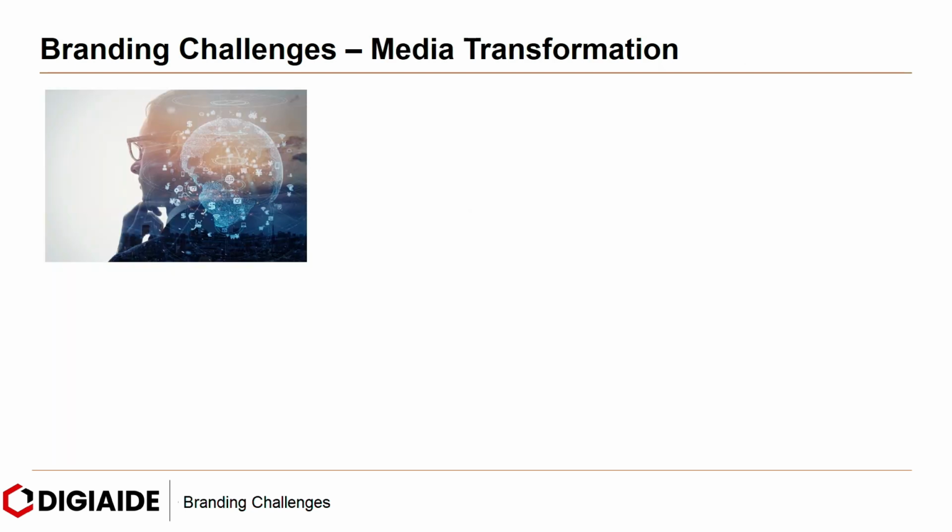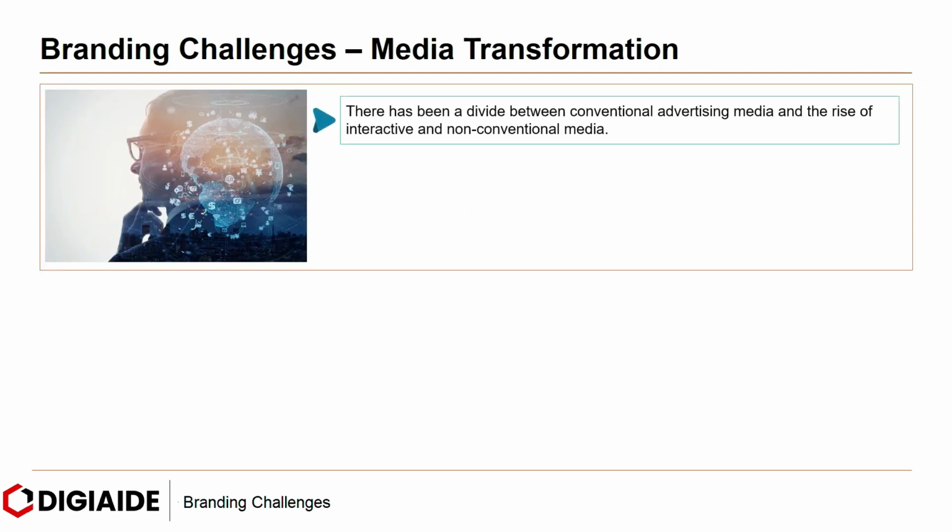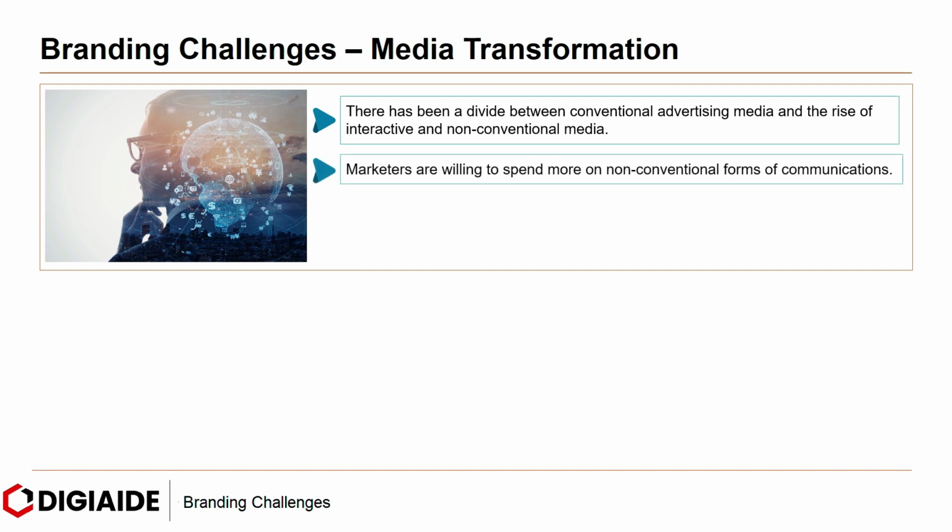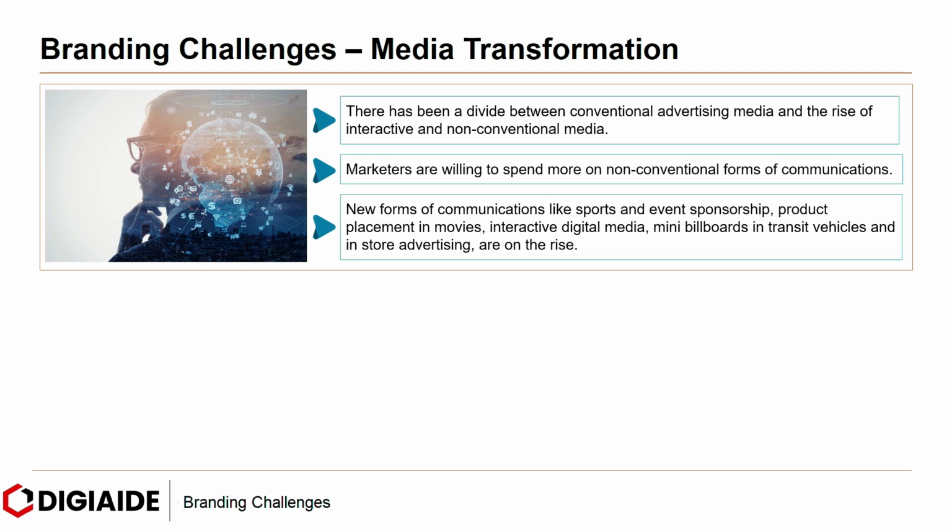Moving on to the third challenge, media transformation. There has been a divide between conventional advertising media and the rise of interactive and non-conventional media. Marketers are willing to spend more on non-conventional forms of communication. New forms of communication like sports and event sponsorship, product placement in movies, interactive digital media, mini billboards in transit vehicles, and in-store advertising are on the rise.